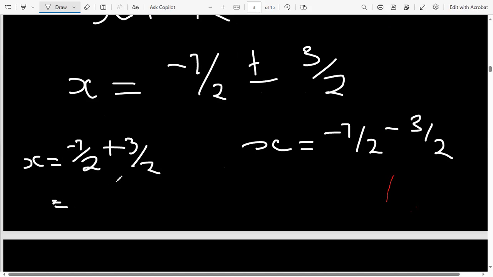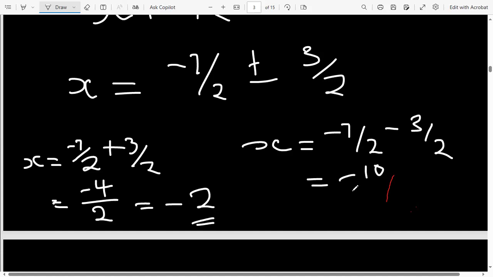We're going to get what here? So this is 7 plus 3 to be minus 4, and then divided by 2, which will give us our minus 2, just like before. And then here, it will be minus 7 minus 3, which is minus 10, divided by 2, which will be equals to what? Minus 5. Okay, so you can see that the answers are still the same. It's still minus 2 and minus 5.